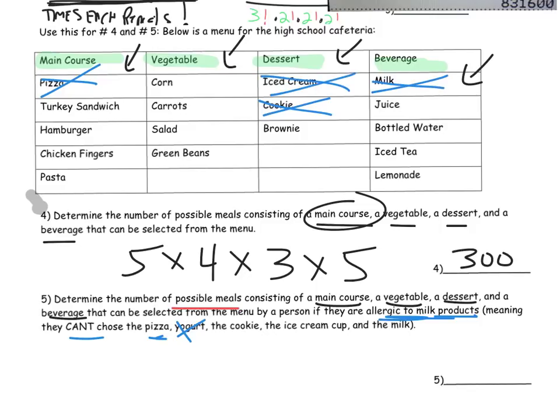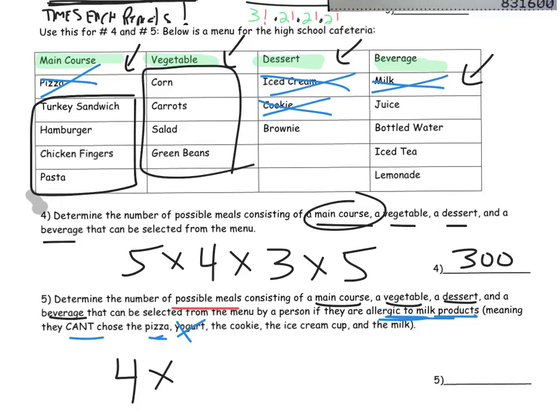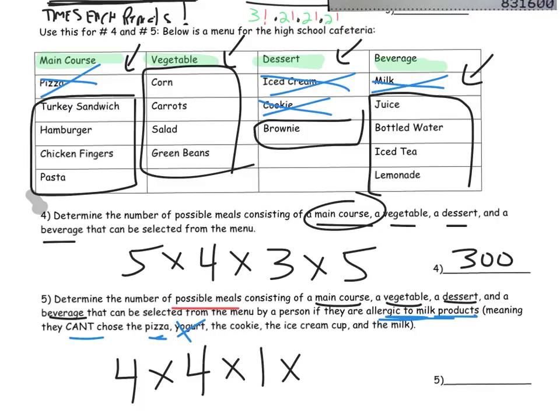But if we go back through our options now, for the main course, there's 4 options. Looks like you still have all 4 vegetables that you can choose from. For dessert, you can only have 1, the brownie. And now from the beverage, since you can't have the milk, there's 4 options there as well. So here it's going to be 4 times 4 times 1 times 4, or 64 total outcomes. So that's an example of the counting principle.